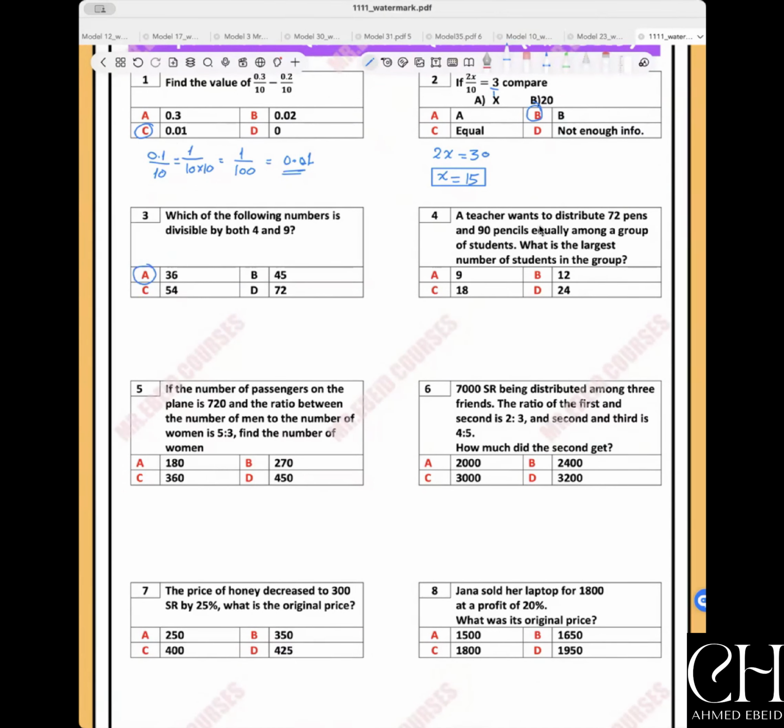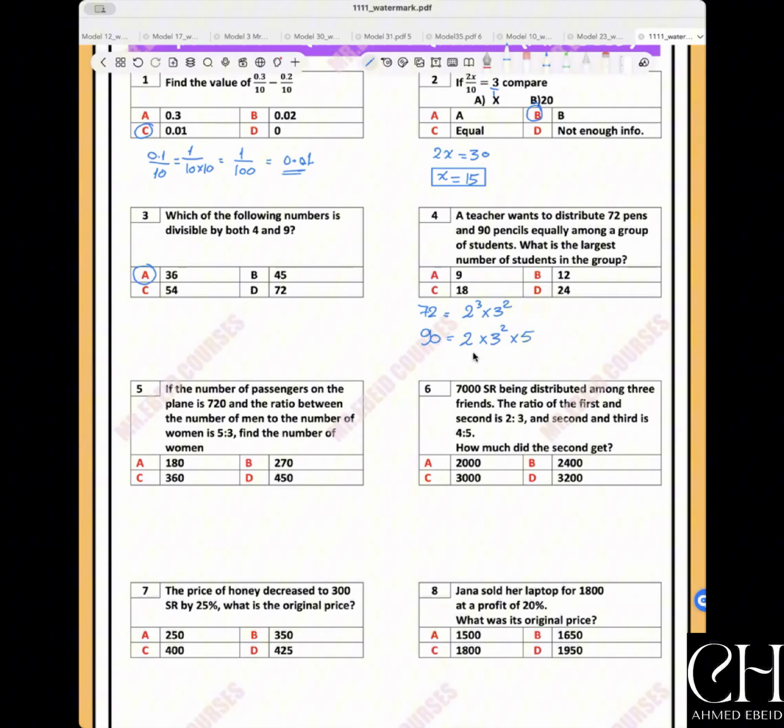Question 4. A teacher wants to distribute 72 pens and 90 pencils equally among a group of students. What is the largest number of students in this group? So to distribute the pens and the pencils equally, you have to find the prime factors for each number, 72 and 90. You know that 72 is 8 times 9. So we can write it as 2 power 3 times 3 power 2. And also 90 is 2 times 9, which is 3 squared, times 5.